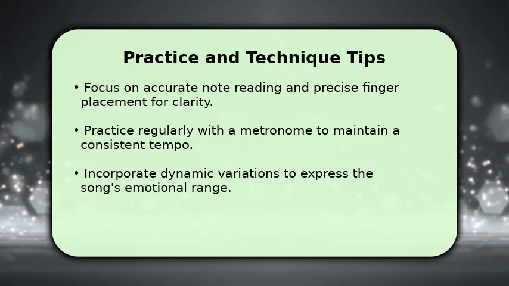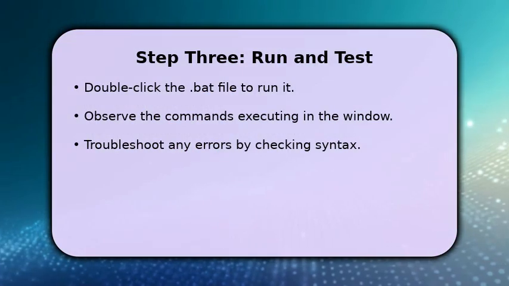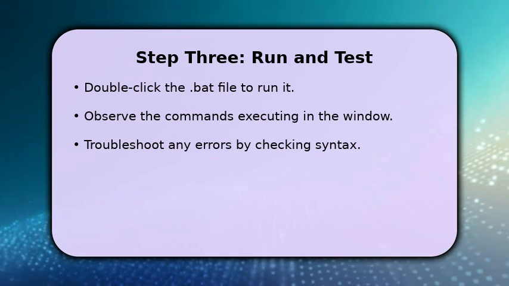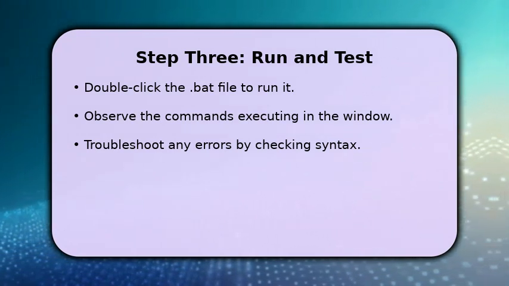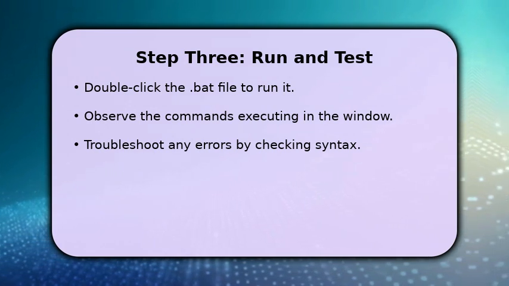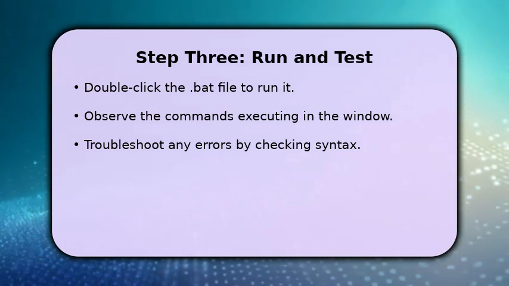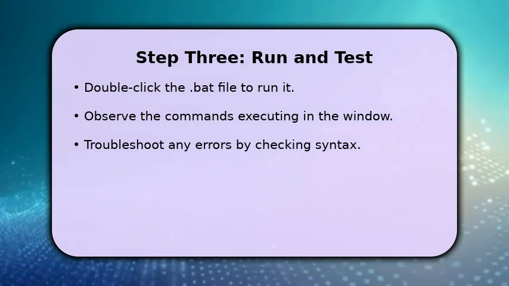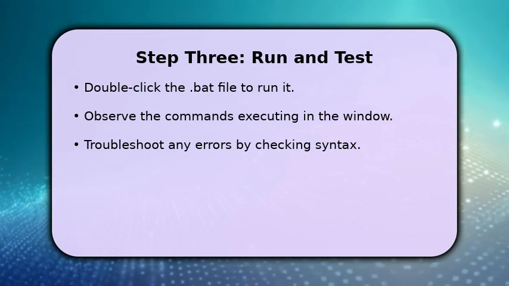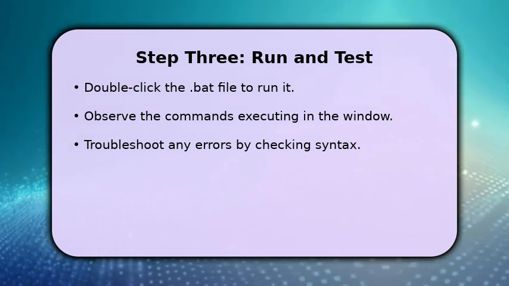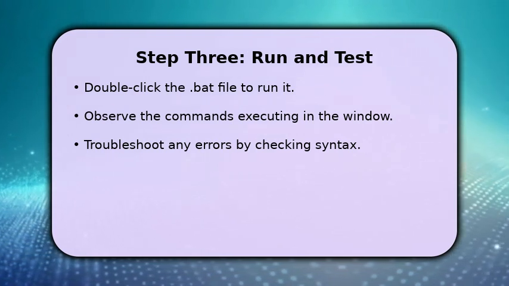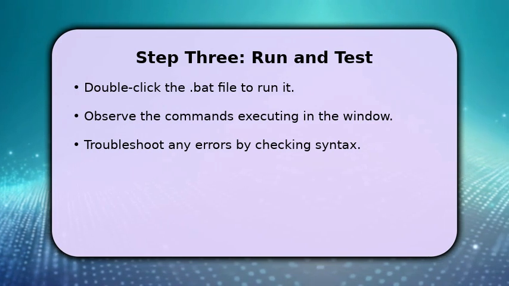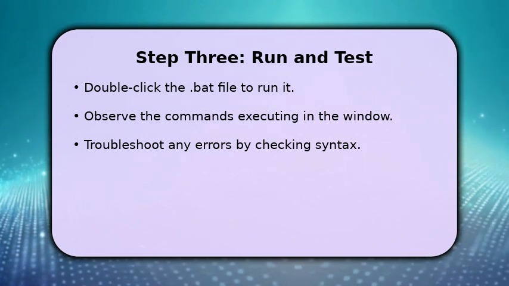Finally, it's time to run and test your new BAT file. Simply locate your saved BAT file and double-click it. A command prompt window will appear, and you'll see your commands execute in real time. If the window flashes and closes too quickly, you might want to add a pause command at the end of your script to keep it open. If anything doesn't work as expected, you can always right-click the file, select Edit, and make adjustments in Notepad. It's a simple process of trial and error.